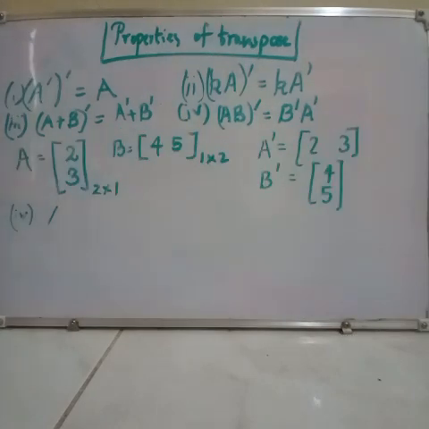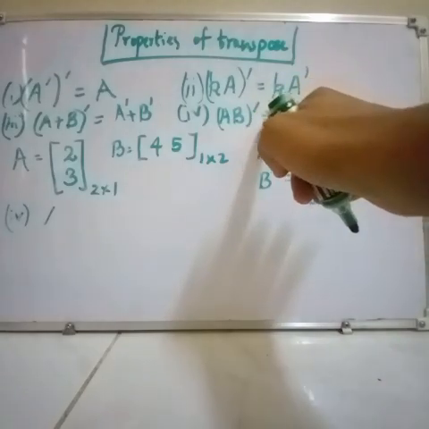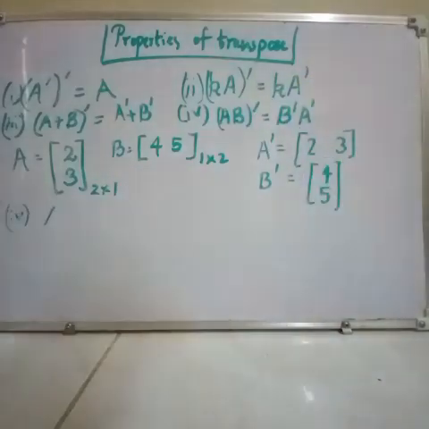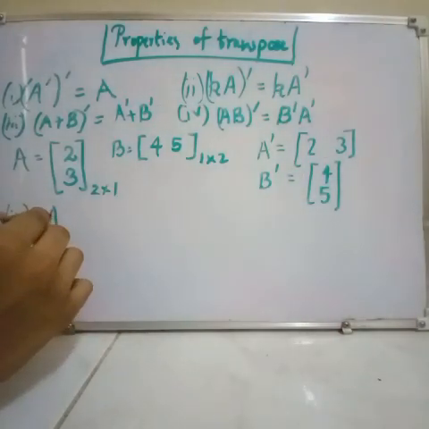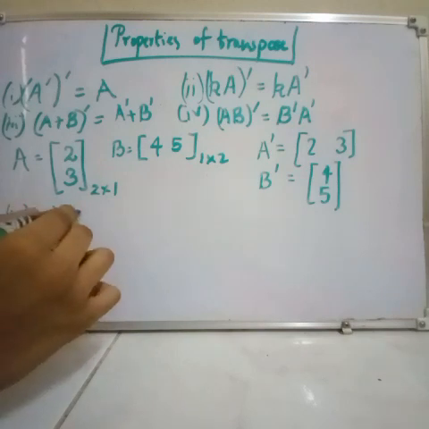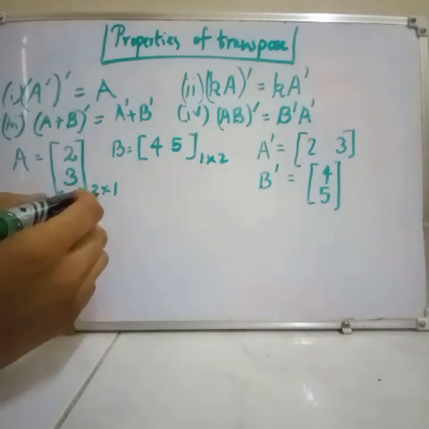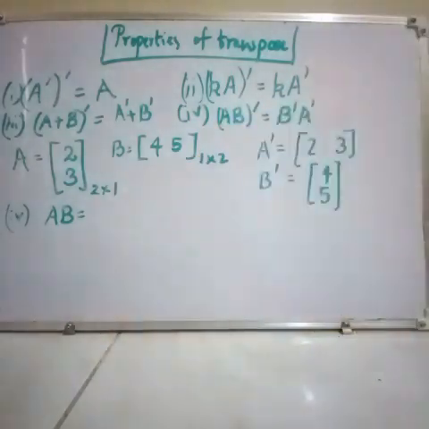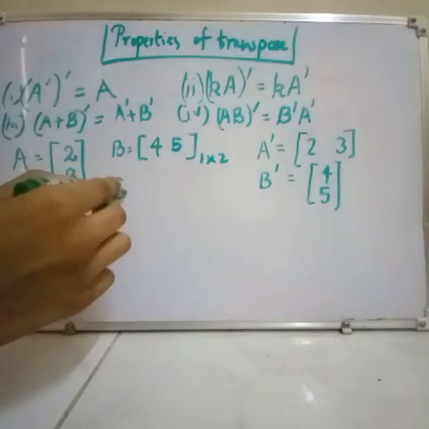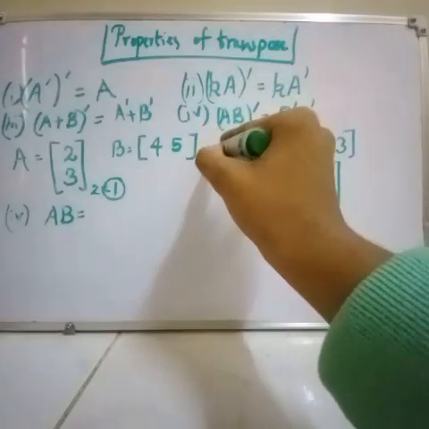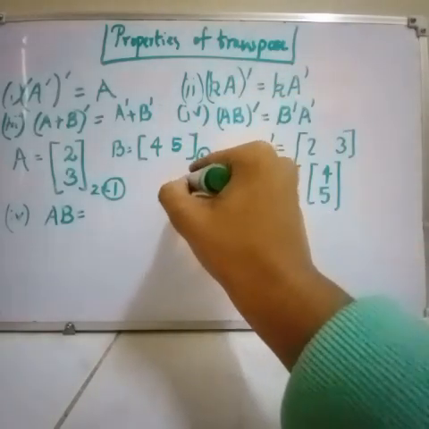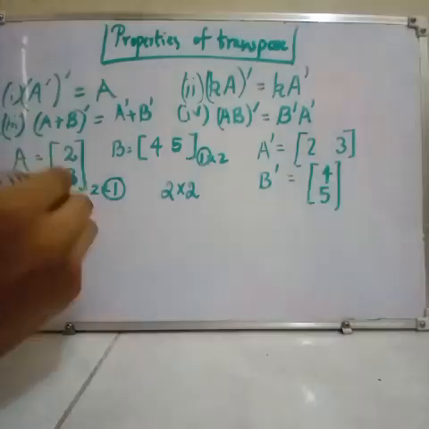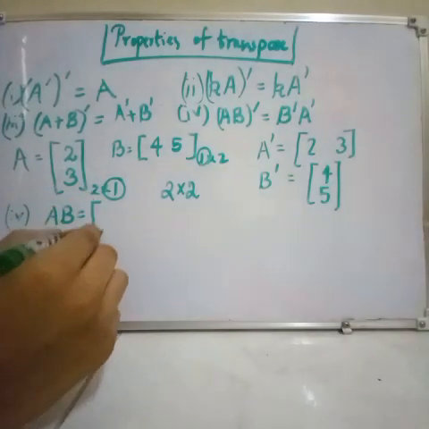Now let's look at the fourth property. (AB) whole dash is equal to B' A'. Let's first do AB. A has the order 2 by 1 and B has the order 1 by 2. So the inner orders are equal, and the final matrix will have the order 2 by 2. Now let's do AB first.